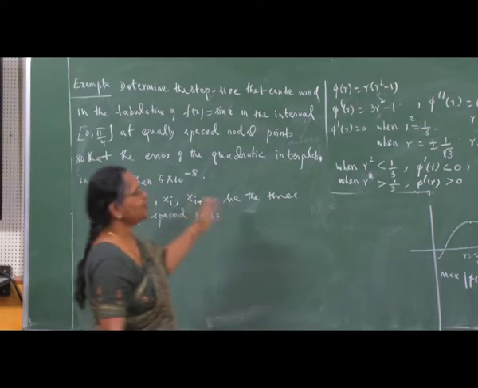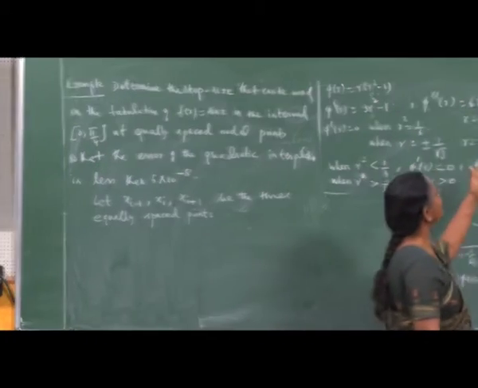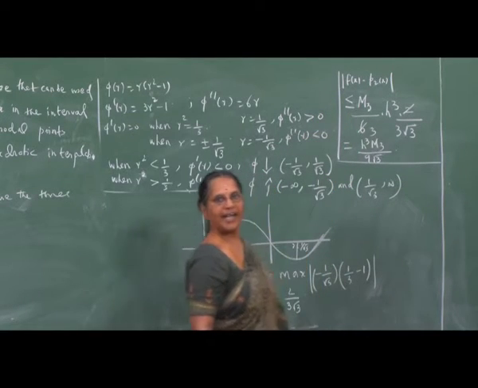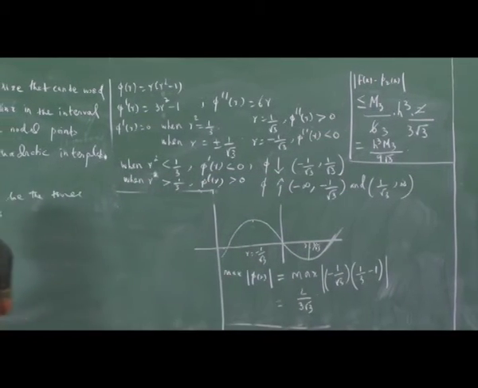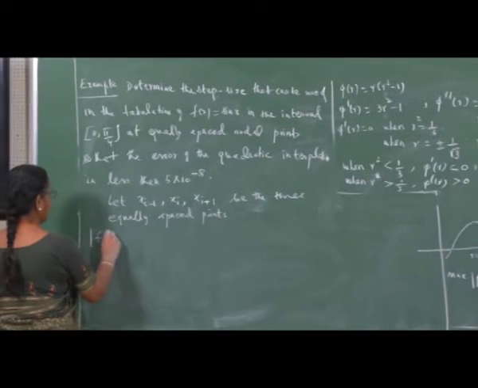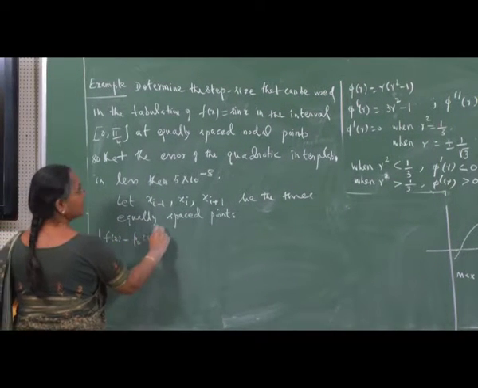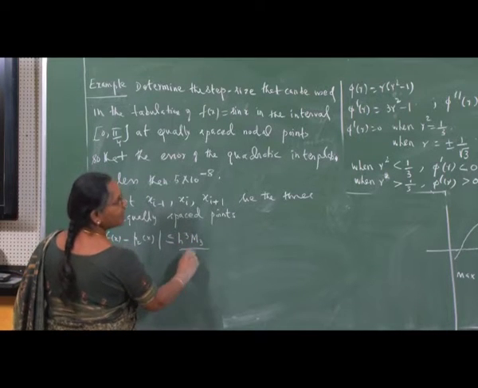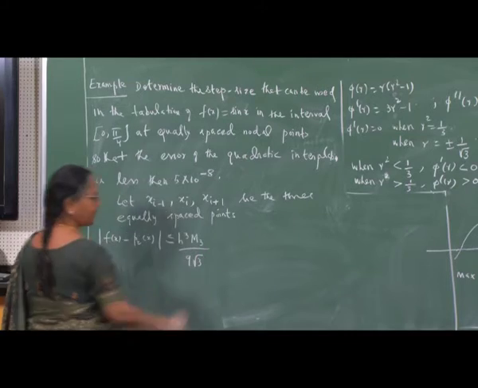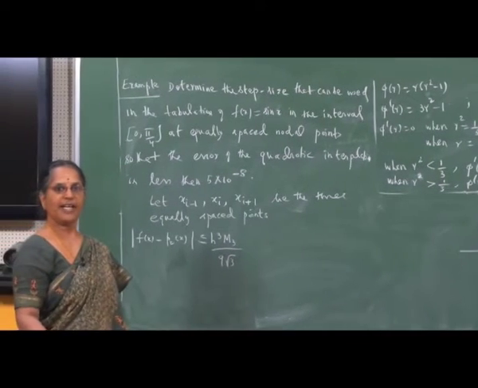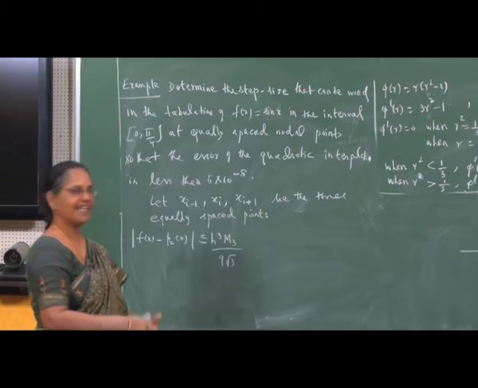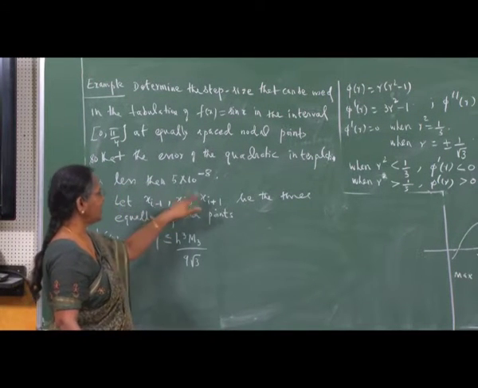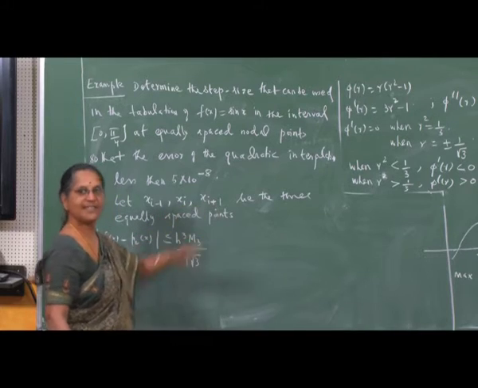We have already computed the size of the bound on error, namely modulus of f of x minus p 2 of x is less than or equal to h cubed into m 3 divided by 9 root 3. So, now I want to find out the step size h such that x I is x I minus 1 plus h, x I plus 1 is x I plus h.